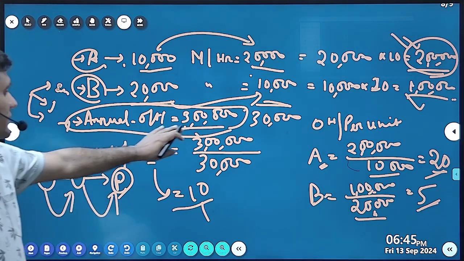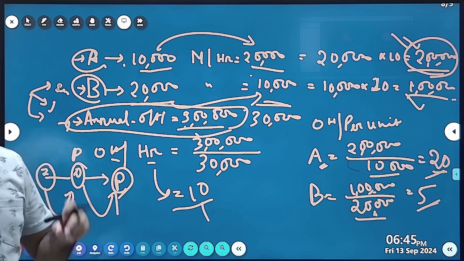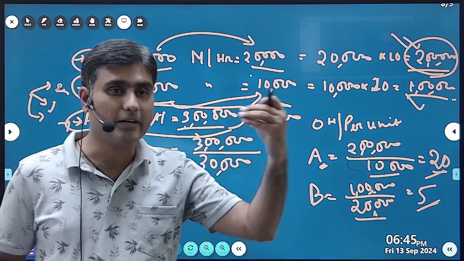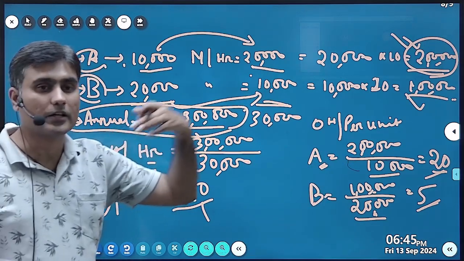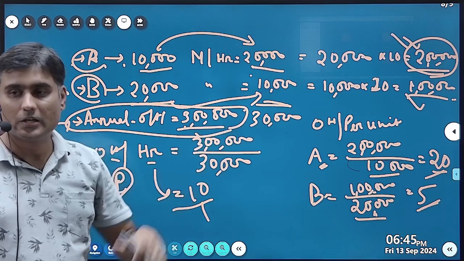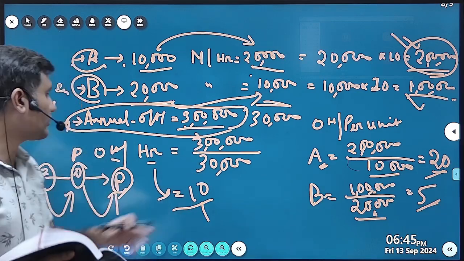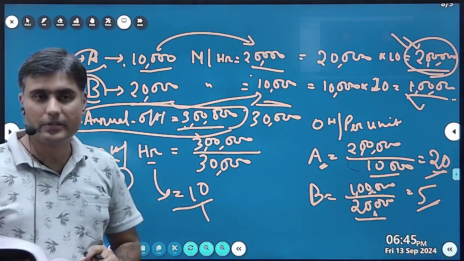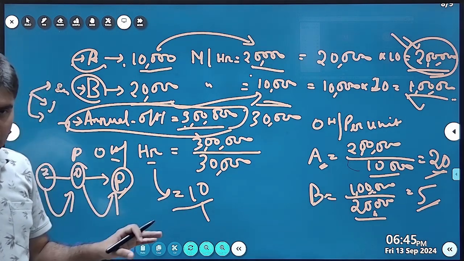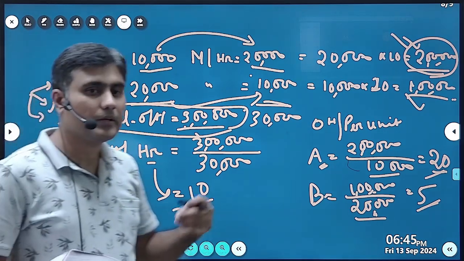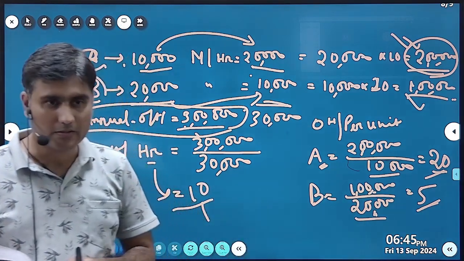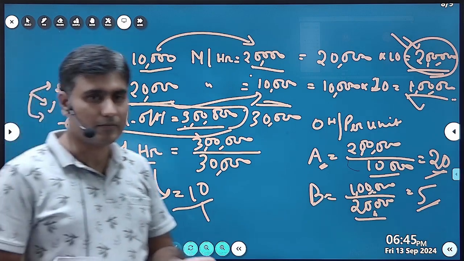If something is there in this 3 lakh which is directly attributable to product A, then it will be directly transferred to product A. If something is attributable directly to product B, then it will be directly transferred to product B, and only the remaining cost will be apportioned, right? It is activity based costing.